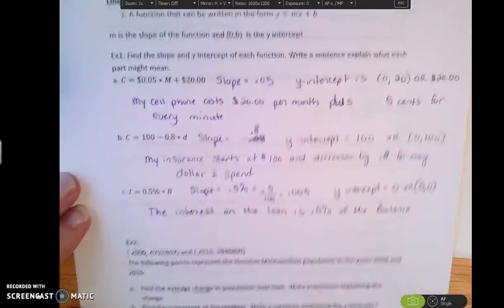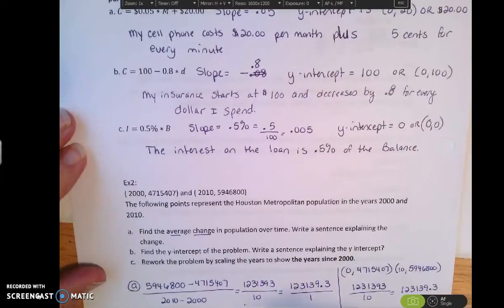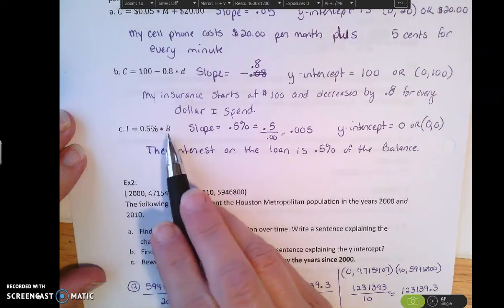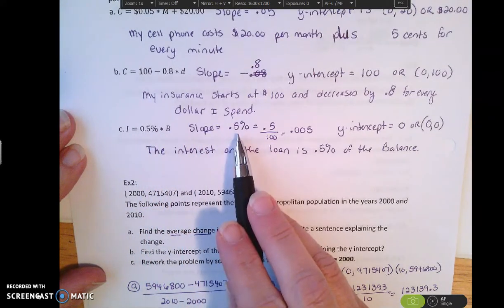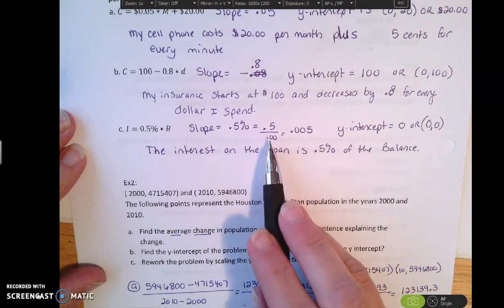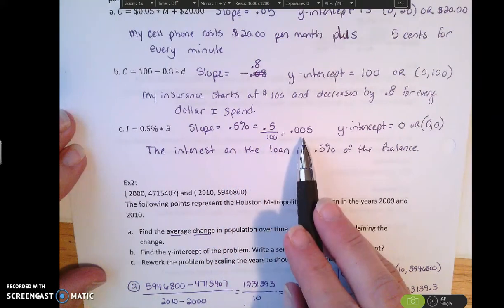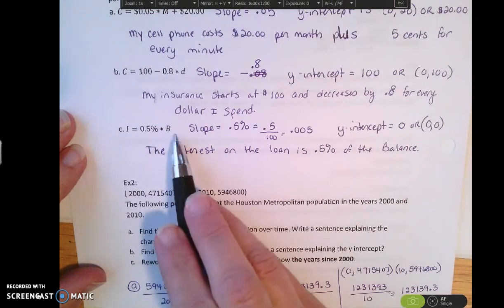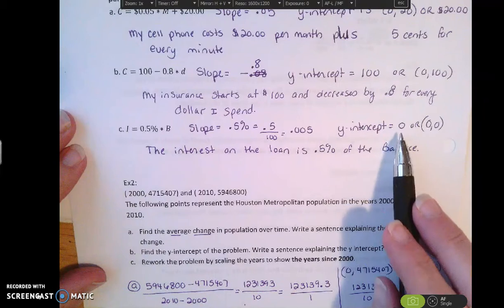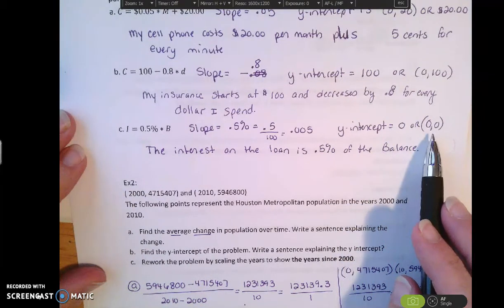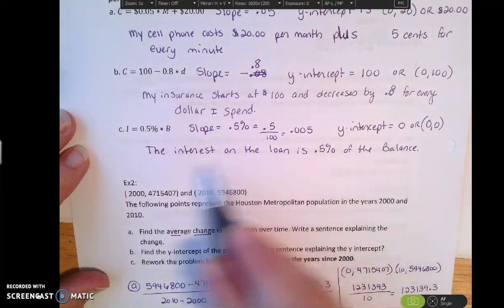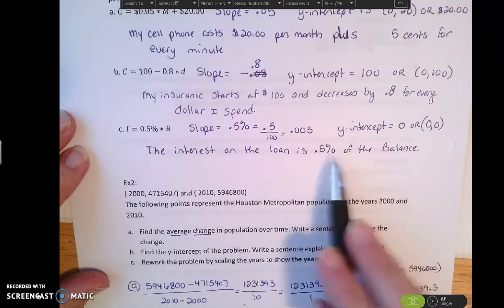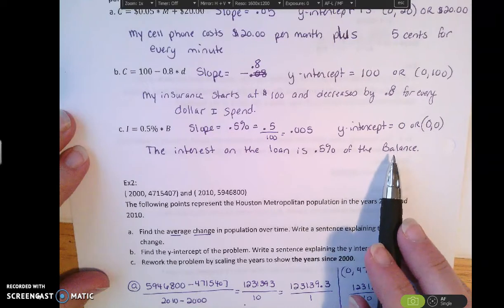Okay. The third example we have here is I equals 0.5% times b. So the slope is 0.5%, which is 0.5 over 100, which is 0.005. And the y-intercept, because there is nothing added or subtracted over here, is 0, or (0, 0) is the point. So I could say something like, the interest on the loan is 0.5% of the balance. So I would do 0.5% times b.